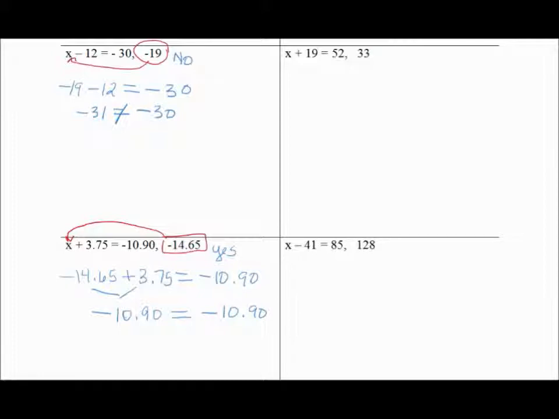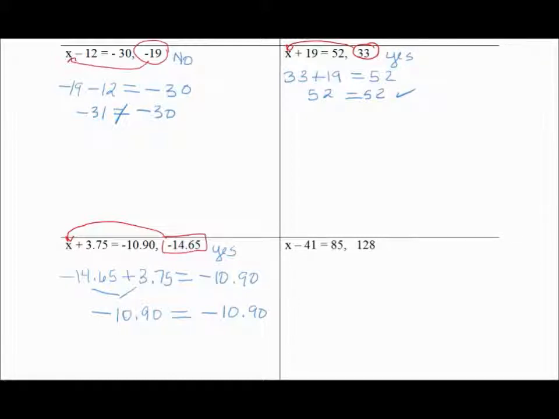We have x plus 19 equals 52, and we want to know, is 33 the solution to that equation? Make that substitution. That gives me 33 plus 19 should equal 52 if it's a solution. So 33 plus 19 is 52. So it means my left side equals my right side. So I know that checks out. So that means that 33 is a solution to the equation.